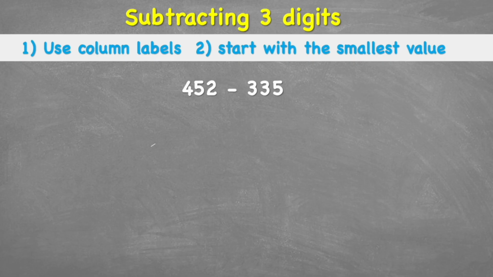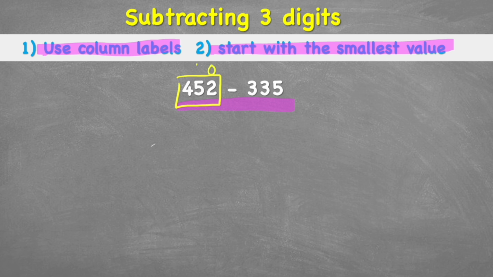Okay, today we're looking at this question here, 452 subtract 335, and we're going to follow these 2 tips. We're going to use column labels, and we're going to start with the smallest value. So let's see what that looks like. Well, our column labels, we are simply just going to label the numbers that are in our big number. So we have 452, which is made up of 2 ones, 5 tens, and 4 hundreds. And then we have 335, which is 5 ones, 3 tens, and 3 hundreds.